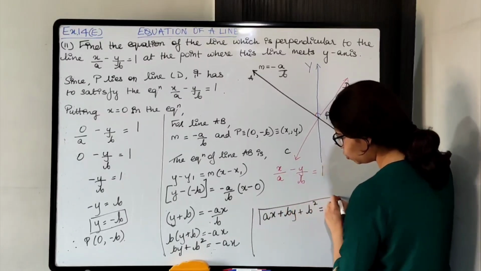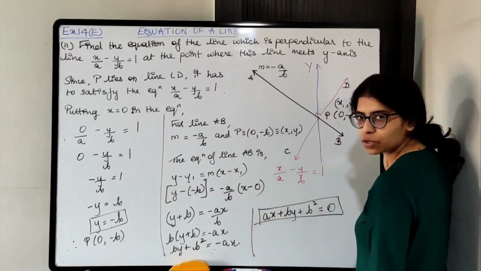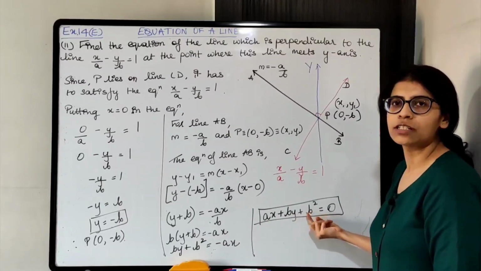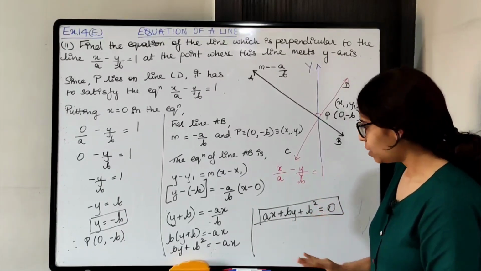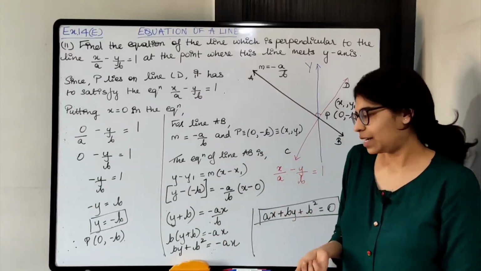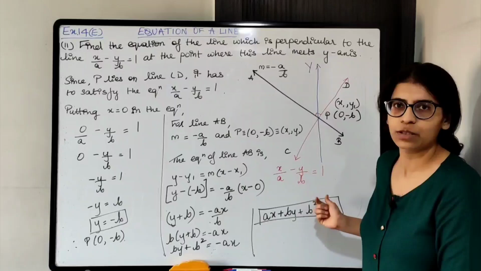So box kar do. Okay, first we'll write x term, then y, and then the constant term equal to 0. Alright, box karke write down the final statement. The equation of the line is ax plus by plus b square equal to 0.